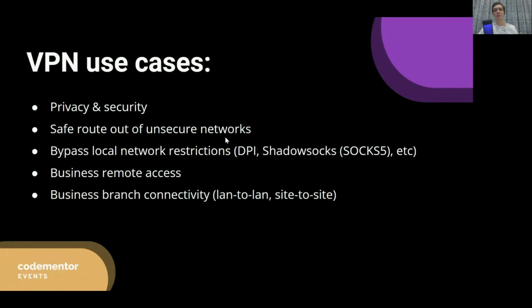So you can use VPN and service providers in order to give you security and privacy. Bypassing local network restrictions is also a thing when you have to use VPN. For instance, if you're in China or maybe Russia or some other country that restricts some traffic, basically you have to use VPN, and your traffic would be routed through the other country's VPN server.